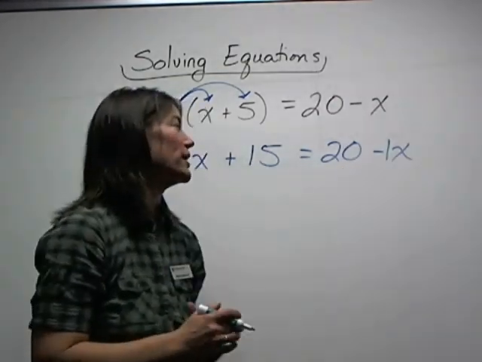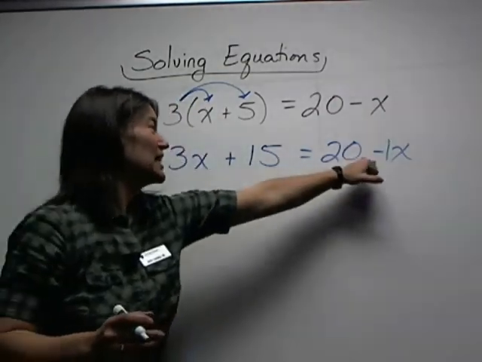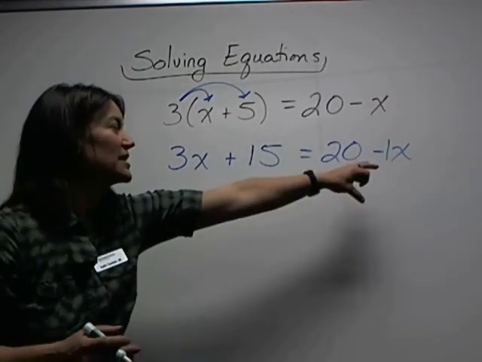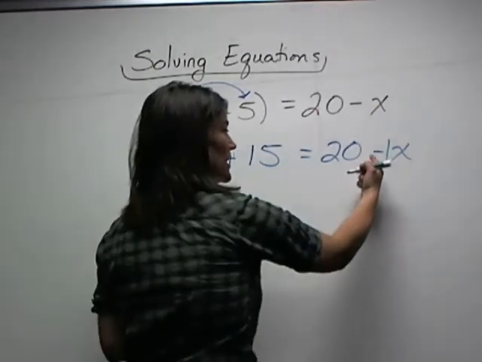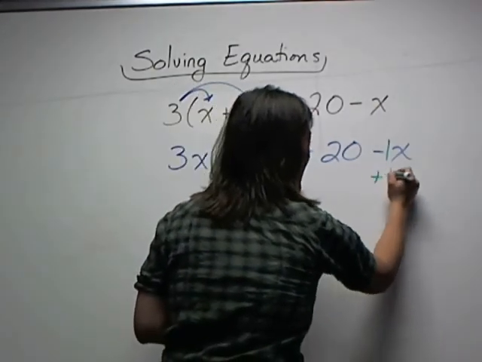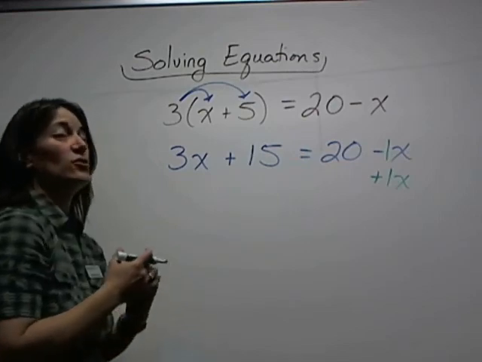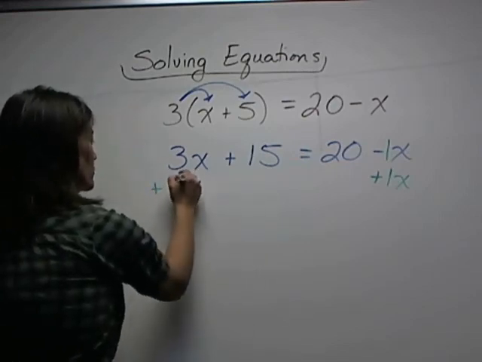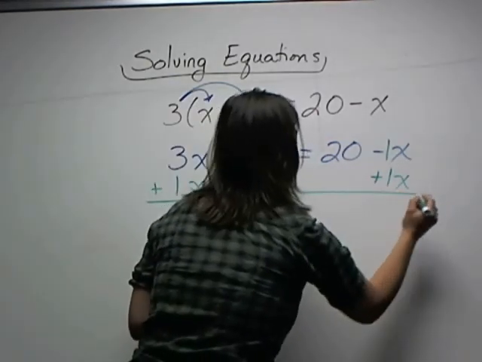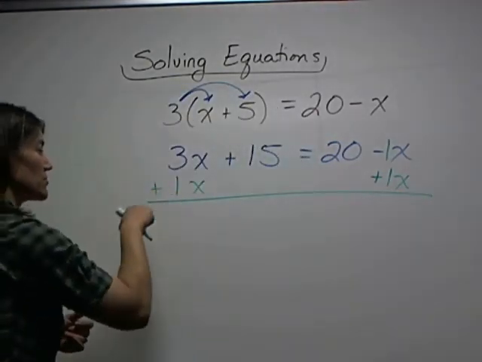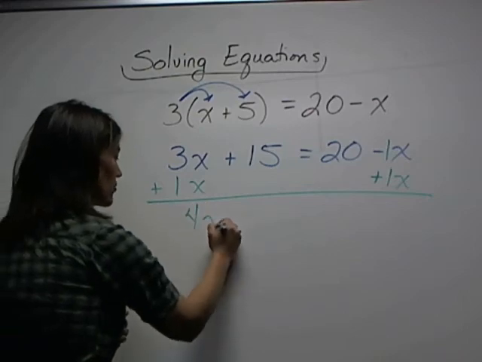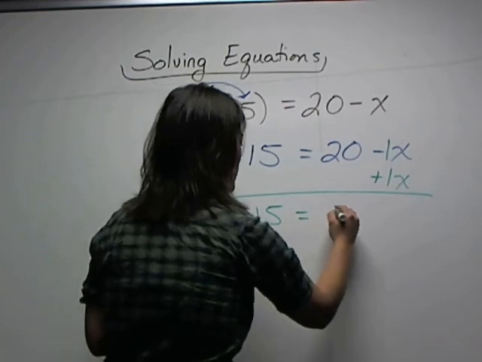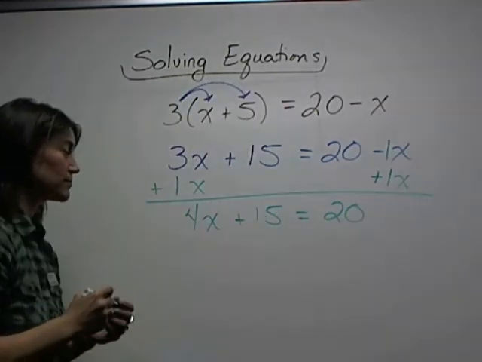We're subtracting 1x. Well, a negative 1 is smaller than a positive, always. So I'm going to move that term to the left side. It's a negative 1x, so I'm going to add the 1x. If you need to put the 1 in to remind you that it's there, do so. Whatever you do to one side, you do the exact same thing to the other side. So 3x plus 1x makes it 4x, plus our 15 is equal to 20.